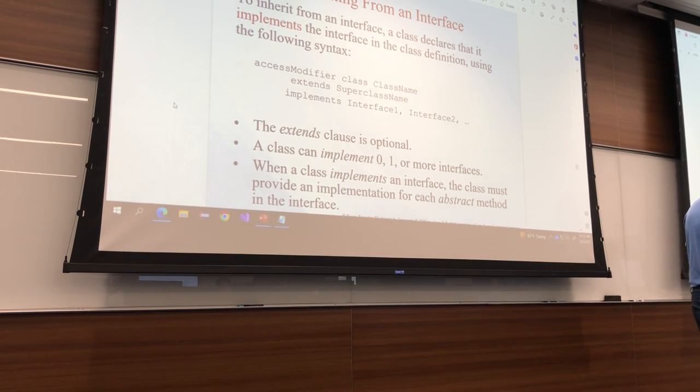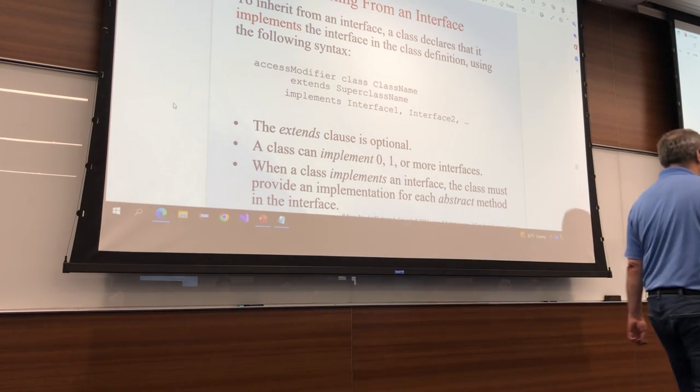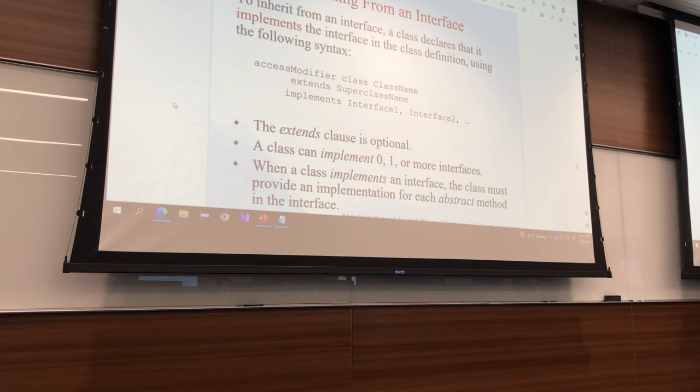Obviously, you don't have an extends clause if you don't have a superclass or if you want the superclass to be Object. You can leave out the extends clause if you don't have it. You can implement 0, 1, or more interfaces. If you're going to implement 0, you just leave off this implements. If you only have 1, you just do implements interface 1. If you have multiple, then you comma separate them. So you don't have to say implements interface 1, implements interface 2, implements interface 3. No. You just say implements and then you comma list them.